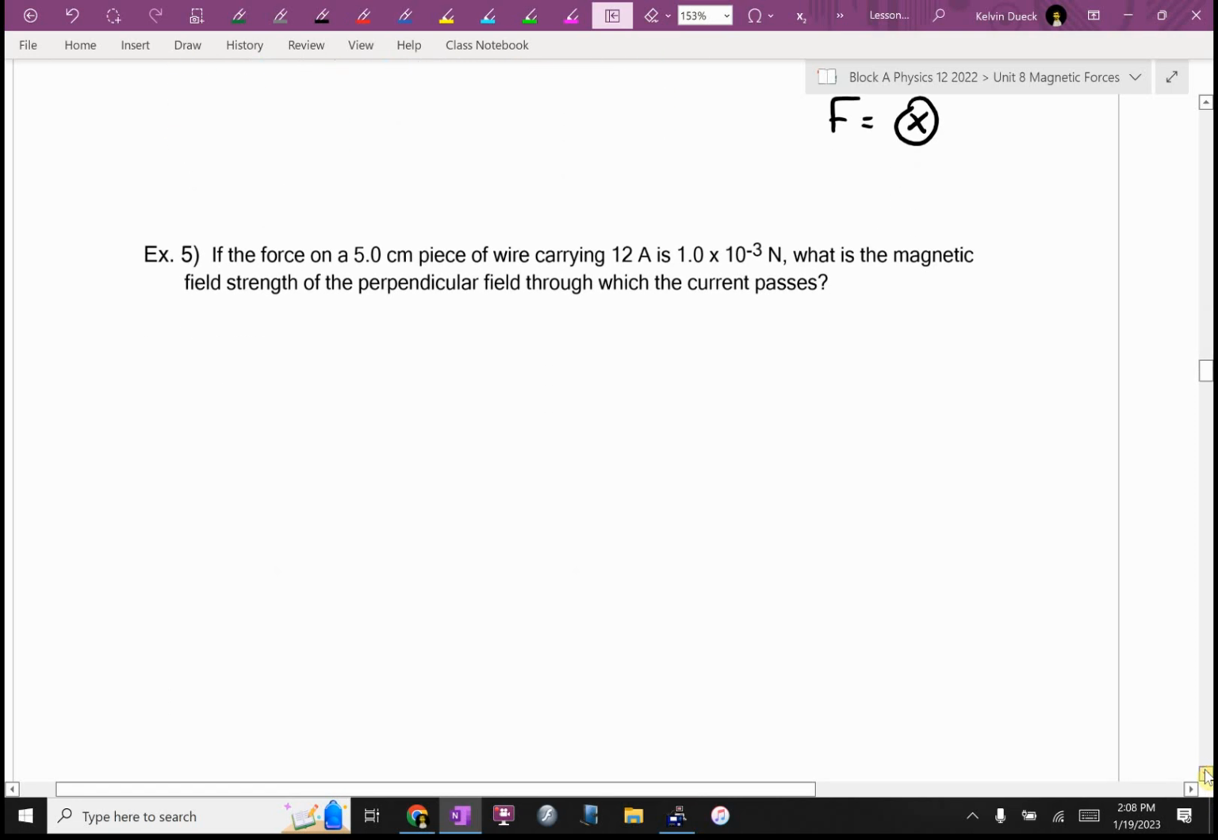If the force on a 5 centimeter, 0.05 meters, piece of wire carrying 12 amps is 0.001 newtons, what is the magnetic field strength of the perpendicular field? What's this question asking me to find? What symbol is magnetic field strength? B. Okay. First thing I would do is write down F equals BIL. Okay. Mallory, get the B by itself.